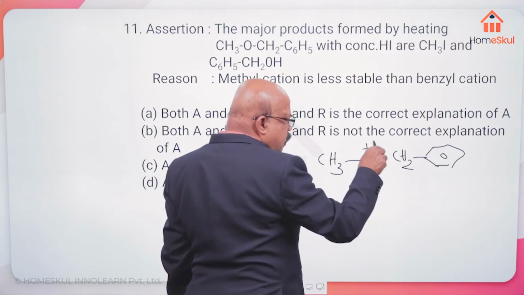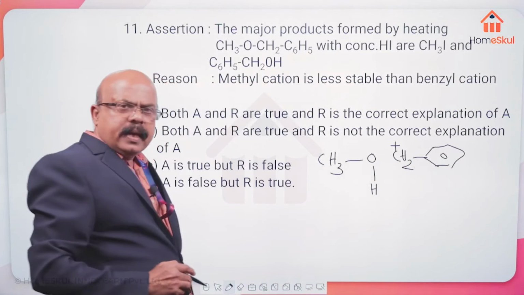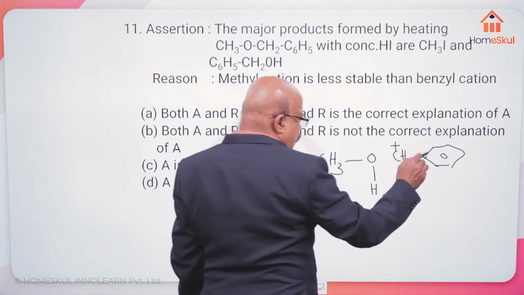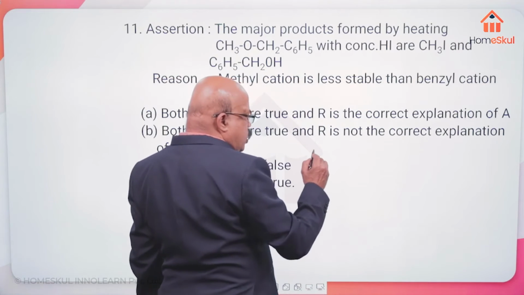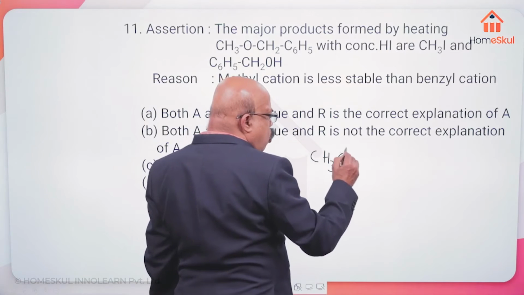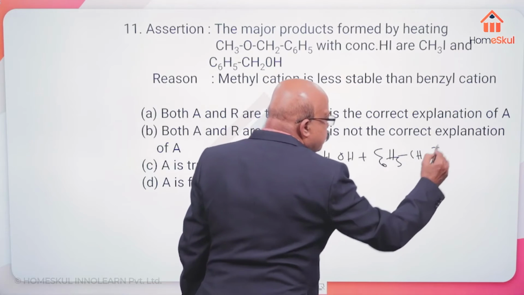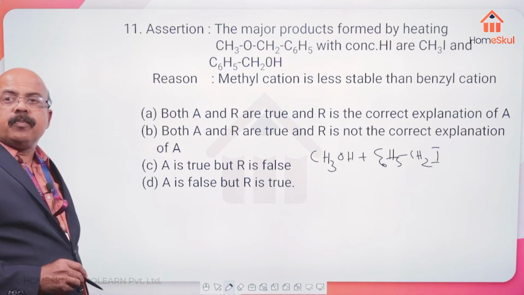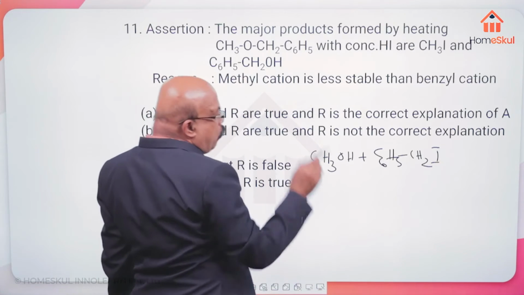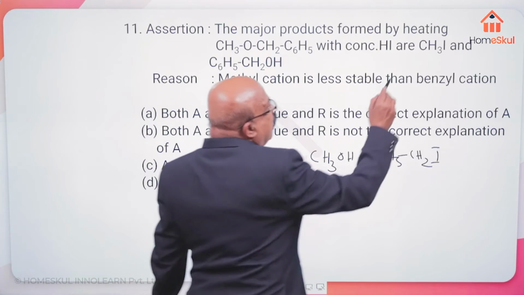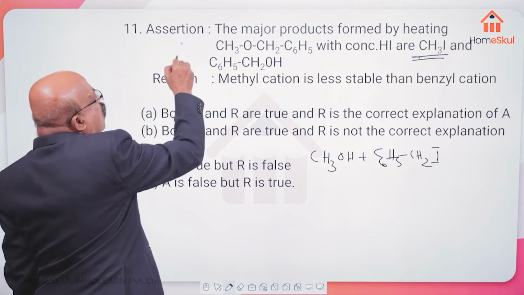This gives methyl alcohol and benzyl carbocation. This benzyl carbocation will be attacked by I minus to give benzyl iodide. So in this reaction, the products formed are methyl alcohol and benzyl iodide. Very important: this reaction proceeds through the SN1 mechanism. So the products should be methanol and benzyl iodide. What is given here is methyl iodide and benzyl alcohol. This is wrong, this is false.